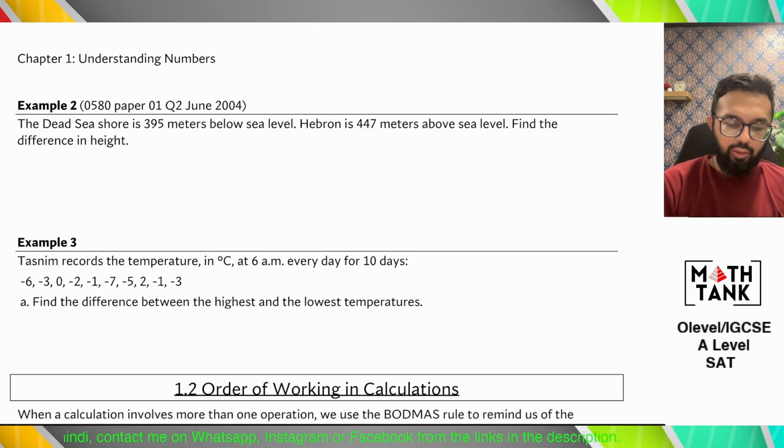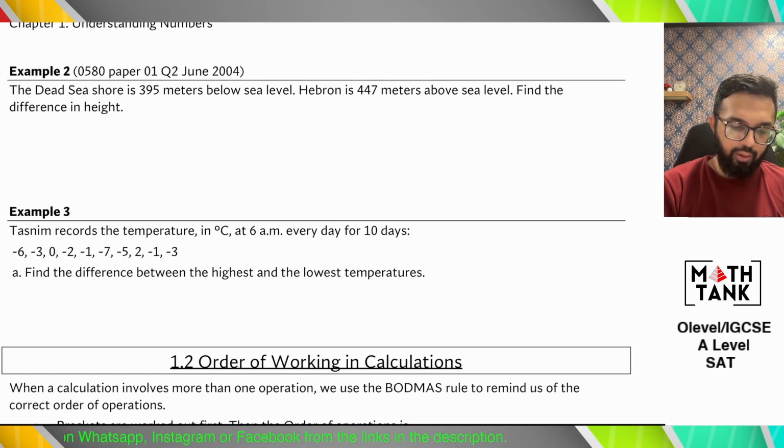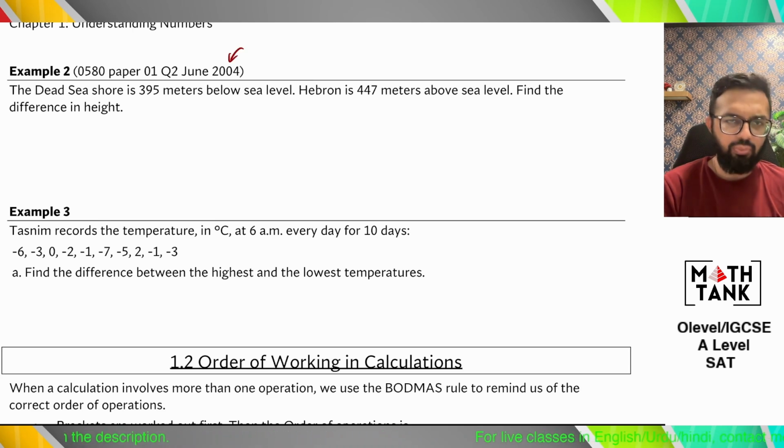Okay, this is a past paper question from the IGCSE paper from June 2004, a relatively old paper for you, but the question is still relevant. The Dead Sea shore is 395 meters below sea level. Hebron is 447 meters above sea level. So sea level works in the same way that a number line does. It's just that it's vertical.